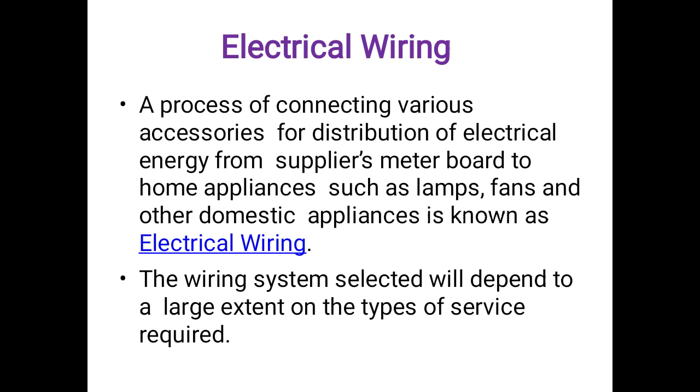The wiring system selected depends upon the types of services required. In domestic or industrial applications, the process of connecting from the meter board to other electrical points in the home is called electrical wiring. The wiring system is selected depending on the types of services, so depending on our application, we can select the type of electrical wiring system.